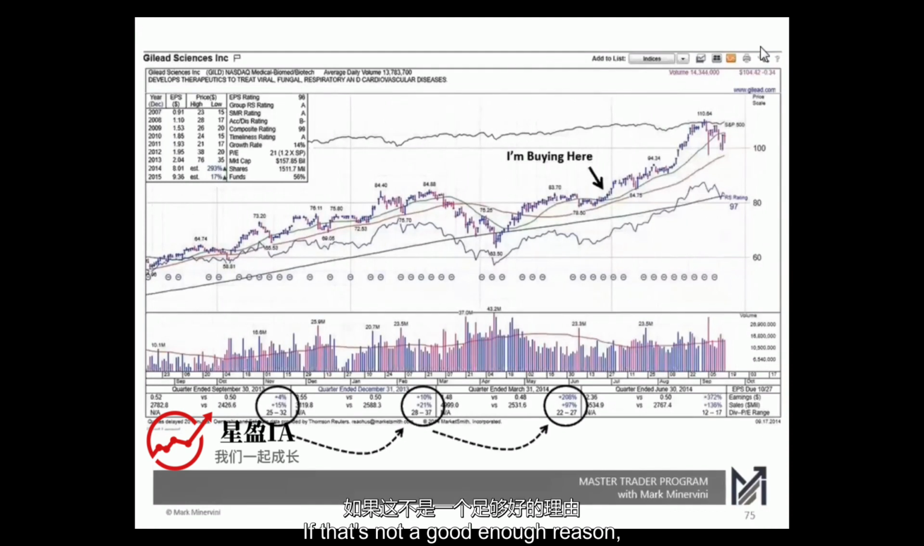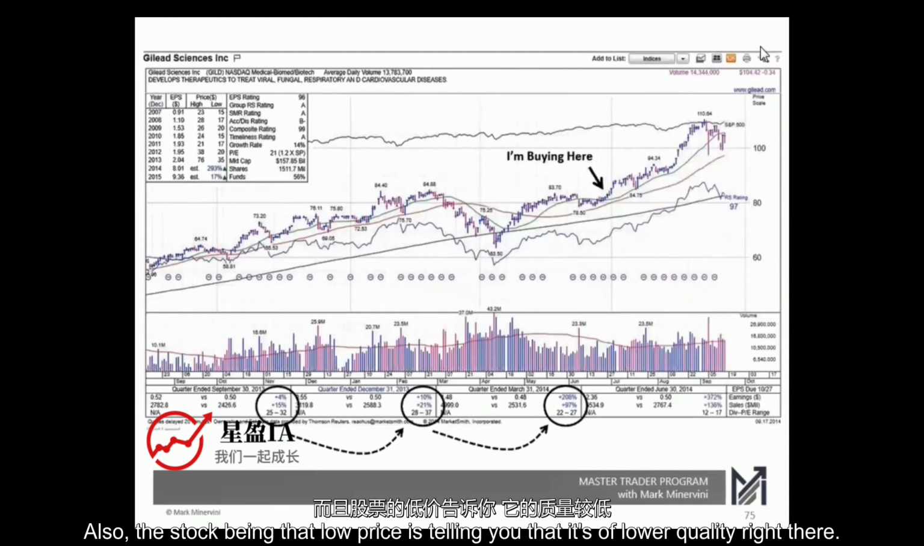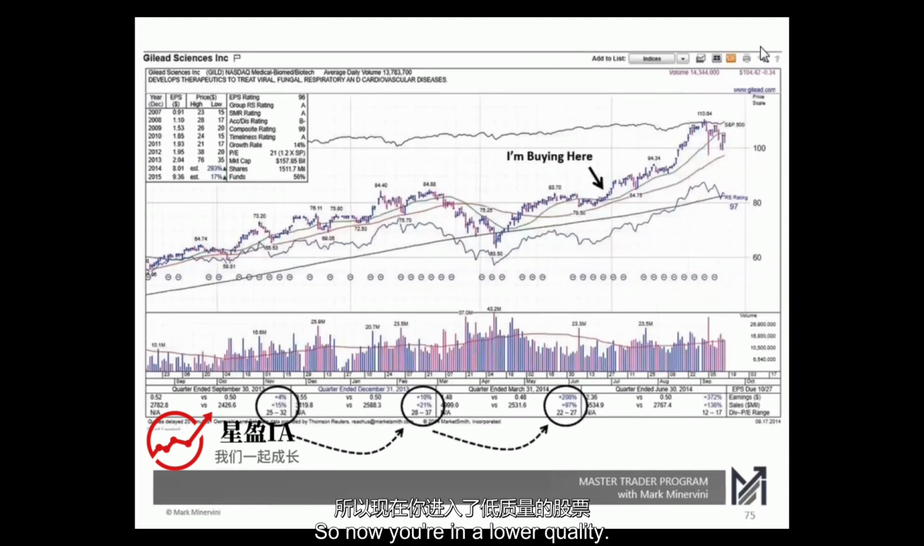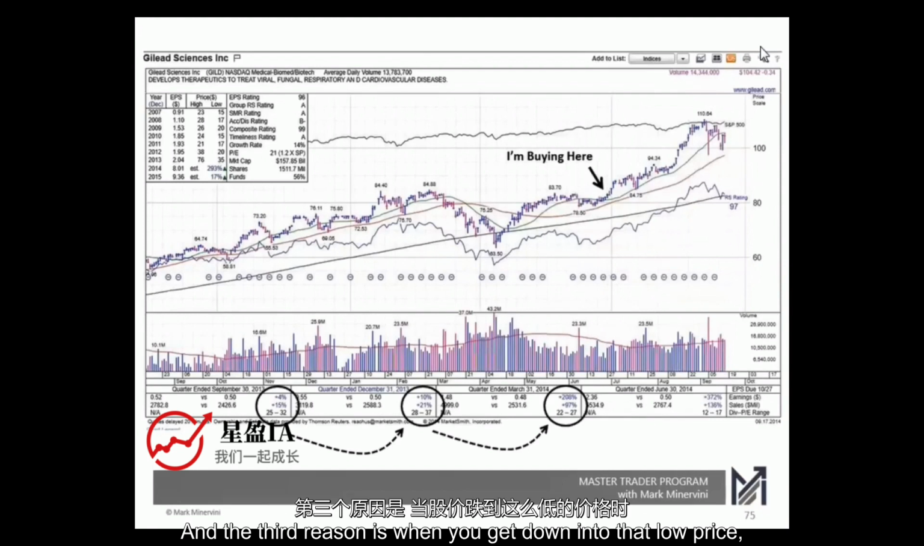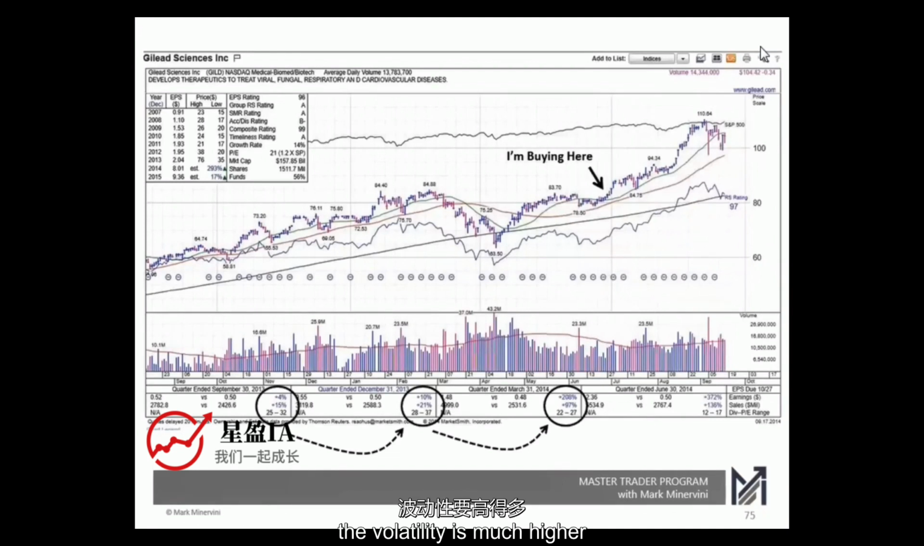That's number one. If that's not a good enough reason, the stock being that low priced is also telling you that it's of lower quality. And the third reason is that when you get down into that low price, the volatility is much higher, because a stock just has to move 60 cents on a $6 stock, and that's a 10% move, whereas a $100 stock would have to move much more. Percentage-wise it's the same, but lower priced stocks are going to be much more volatile. So there are compounding reasons to stay away from the lower priced issues.